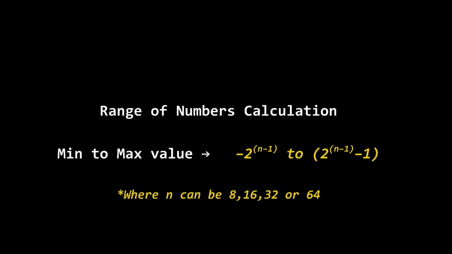Next, we have a calculation for the minimum to the maximum value of an int data type. Remember, it stores values on both the negative side and the positive side, more like a number line. The formula is -2 raised to the power (n minus 1), to 2 raised to the power (n minus 1), close the bracket, then minus 1 on the normal line.